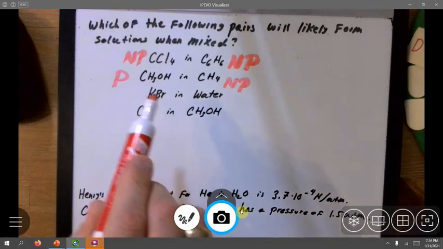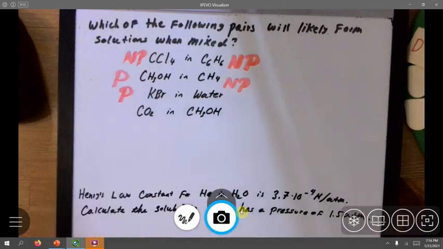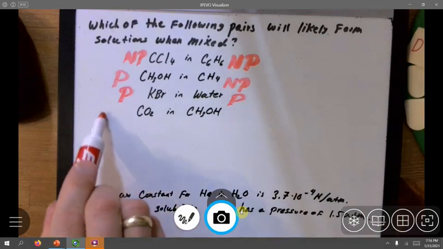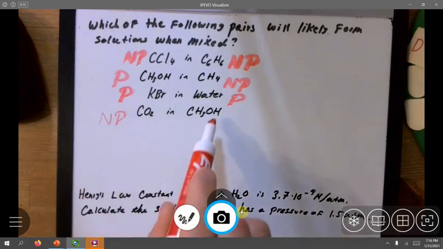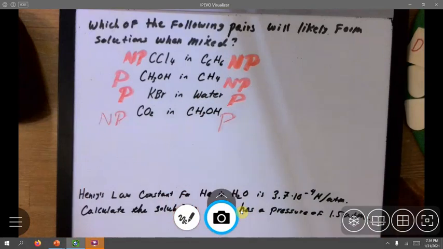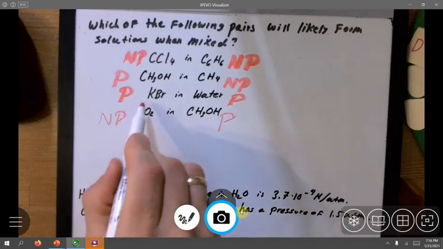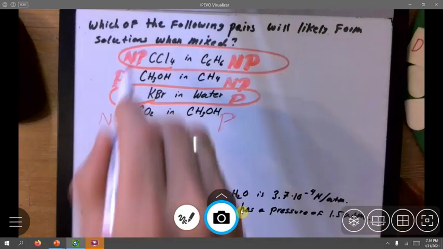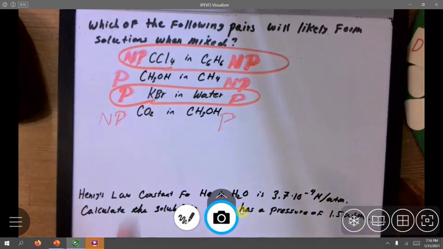KBr is ionic, and therefore it is polar, or ionic. Water is definitely polar. Carbon dioxide is nonpolar, it's linear, and methane again is nonpolar. So what we'll do now is just see which one dissolves like. So we see that this should occur, and this should occur, and indeed, forming. Methane in methanol doesn't really occur. Carbon dioxide in methanol also doesn't really occur.